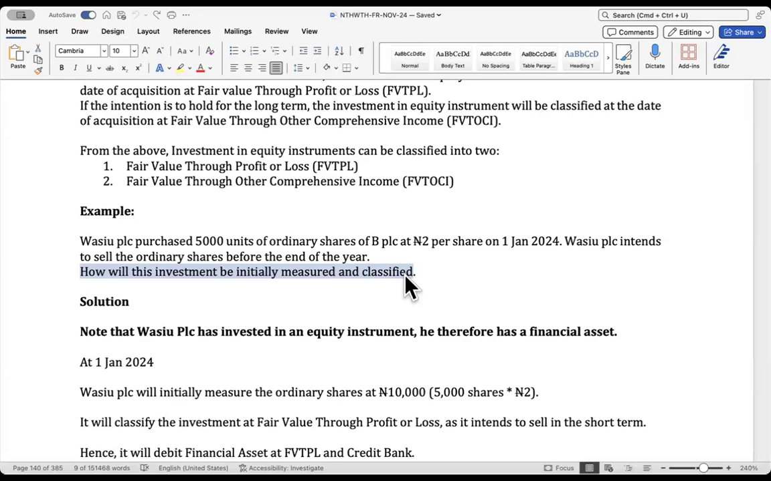Okay, don't get confused. All I need you to know for now is when you are classifying at fair value through P&L and when you are classifying at fair value through OCI. Since this guy is selling before the year end, that means he's holding for the short term, so he will classify that financial asset at fair value through profit or loss. That's what you are knowing for now. I will teach you later how to treat that. I'm not there yet. So we are debiting financial asset at fair value through P&L and crediting bank. That's all I wanted you to know.